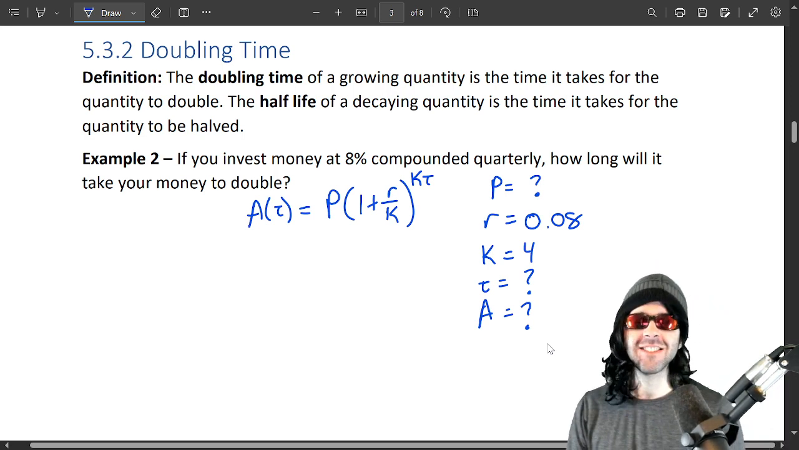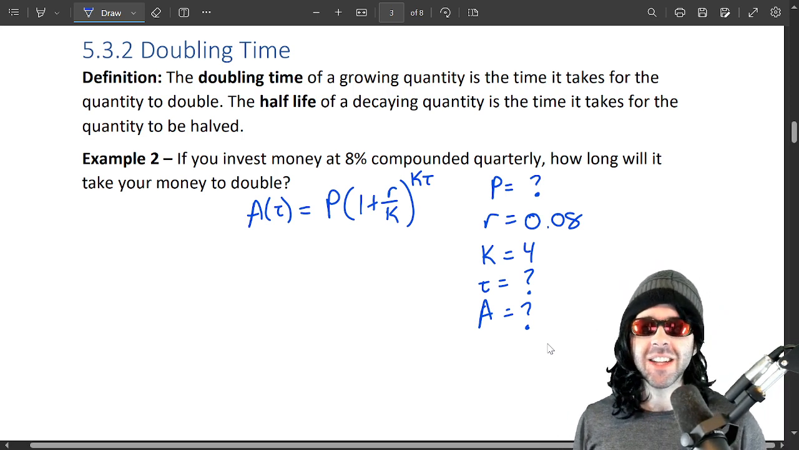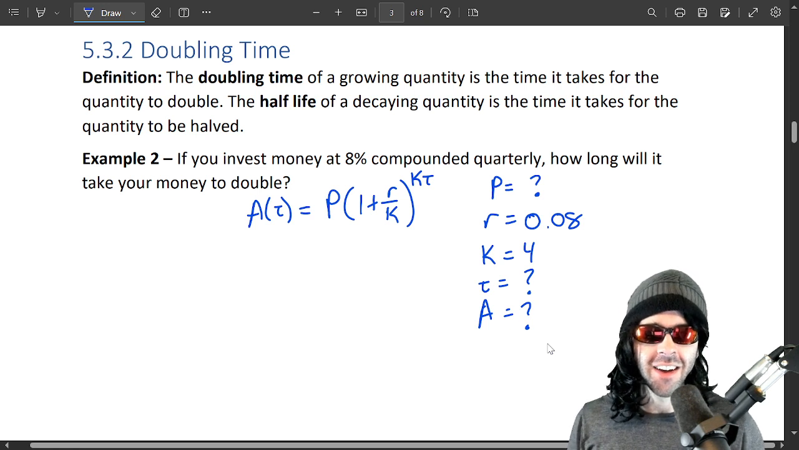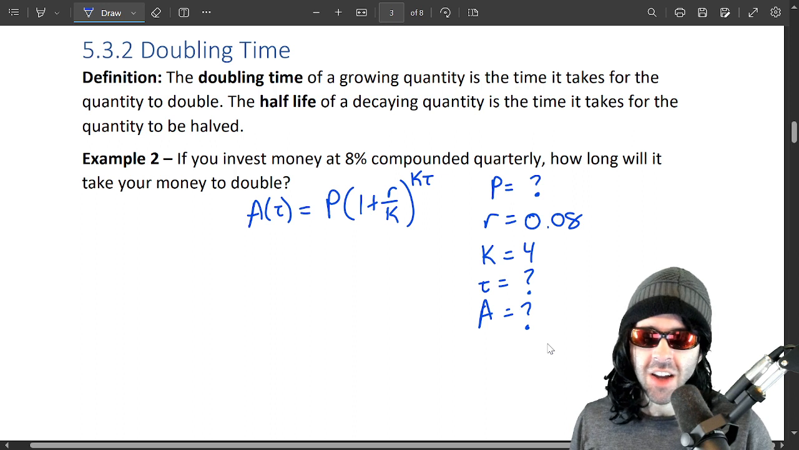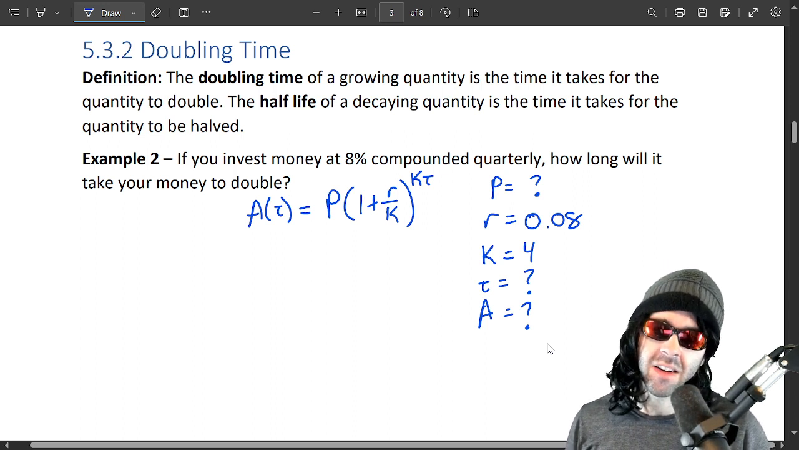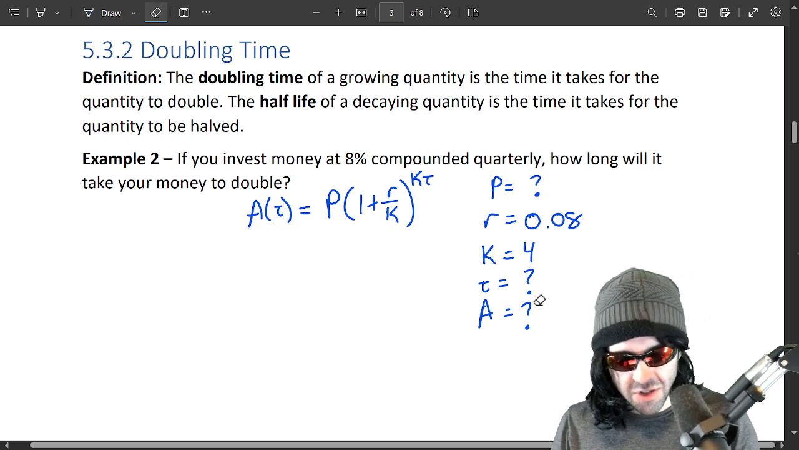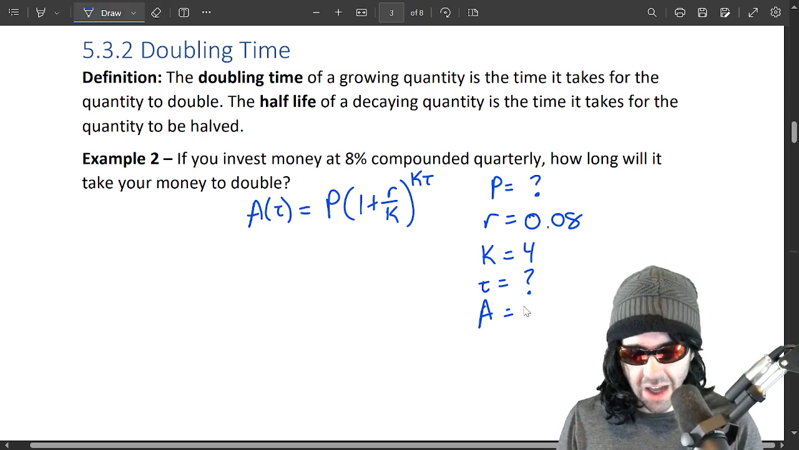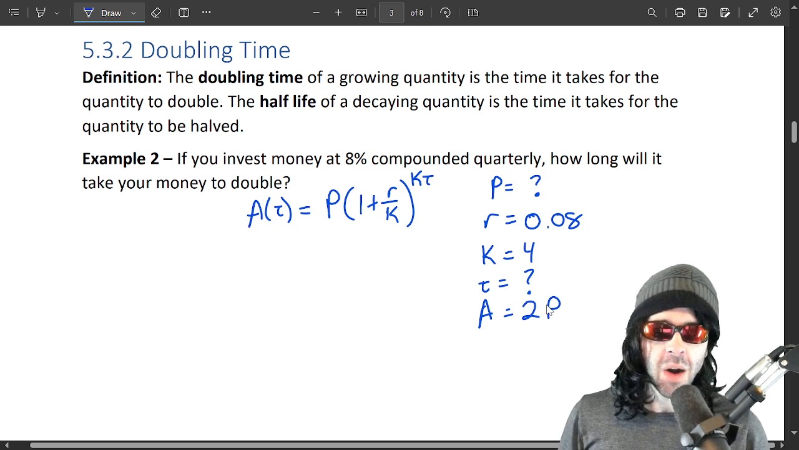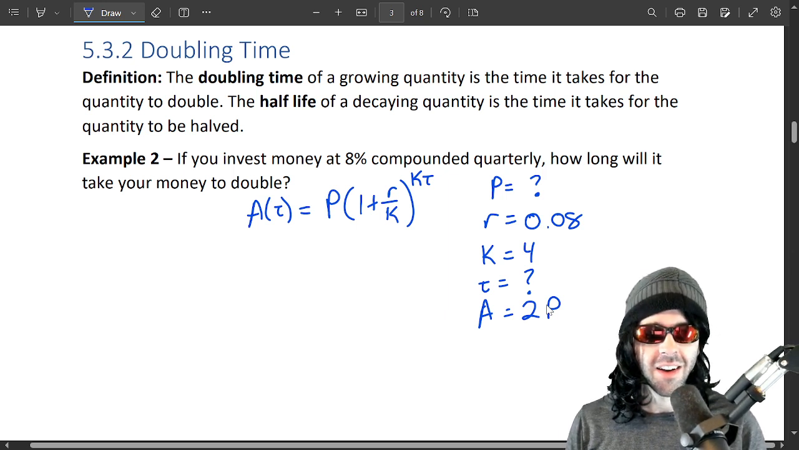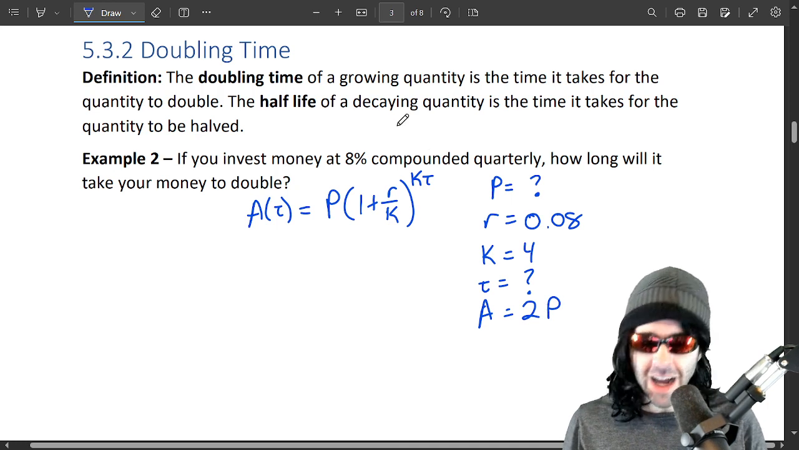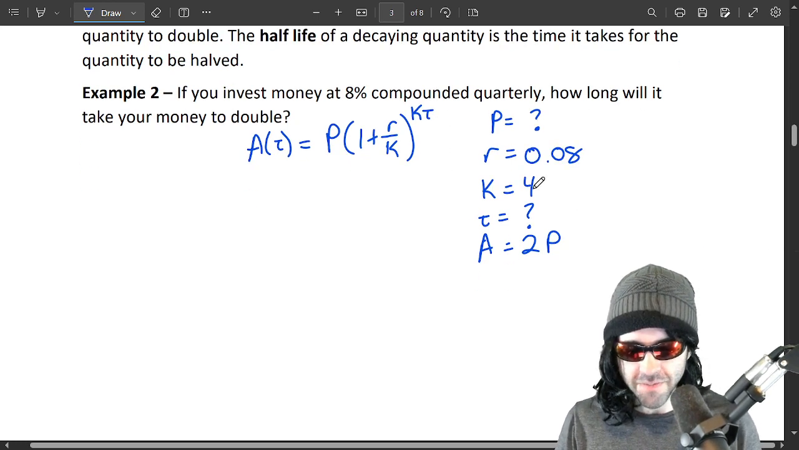See, you're looking at this and saying, okay, Jason, what the heck is going on? We don't know anything. How are we going to do anything? Well, we know the money's doubling. So whatever we started with, we know that after some amount of time, the amount that we have is double what we started with. Okay? So let's see what happens if this is all true.